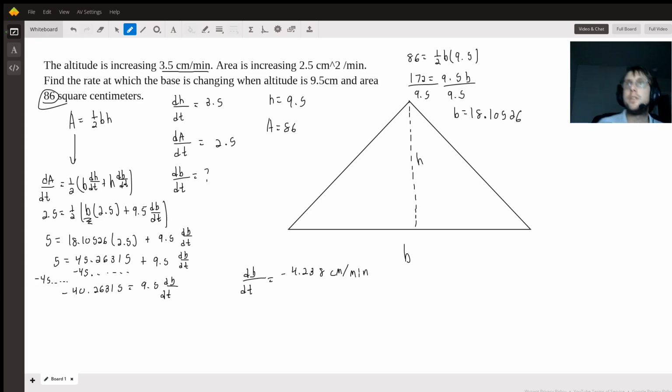Area is square units because it's base times height, so that means the base and the height rates would just be one dimensional, centimeters, and it's a rate, so it's per minute in this case. This makes sense because area is increasing, but also the altitude is increasing at a rate, and it makes sense that they both shouldn't be increasing at a rate. So it makes sense that dB/dt is negative in that case.